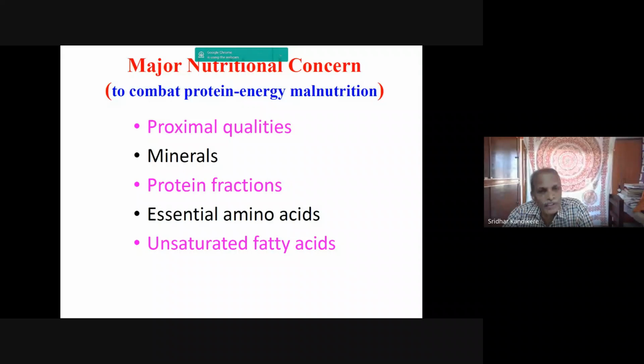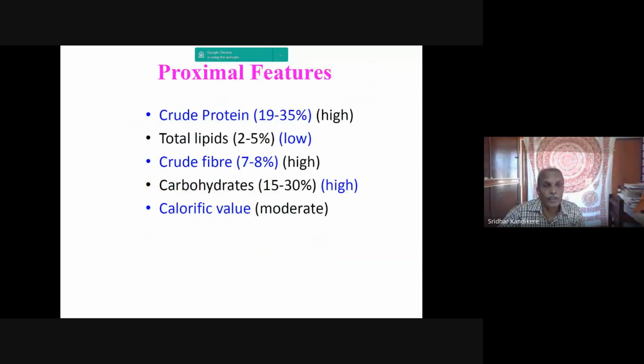And protein fractions. Protein can be fractionated, and it is possible to find out whether these fractions, especially the globulin fraction, are going to have more toxins. Therefore, globulin-less food is always good. And essentially, the indispensable amino acids, these amino acids are taken in our food rather than synthesized in our body. And similarly, unsaturated fatty acids are very important for human nutrition.